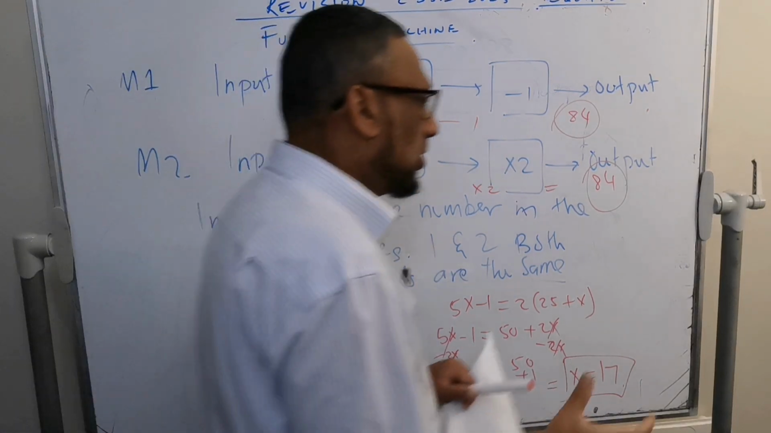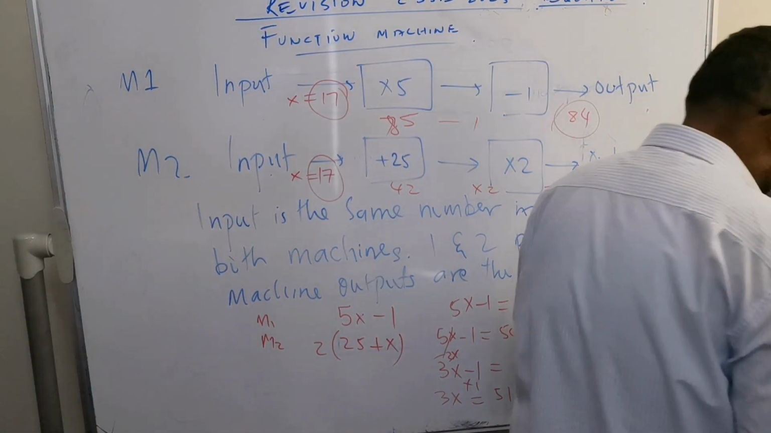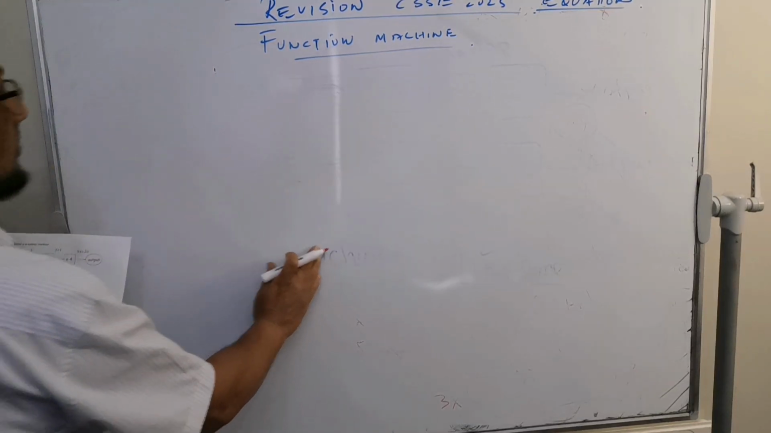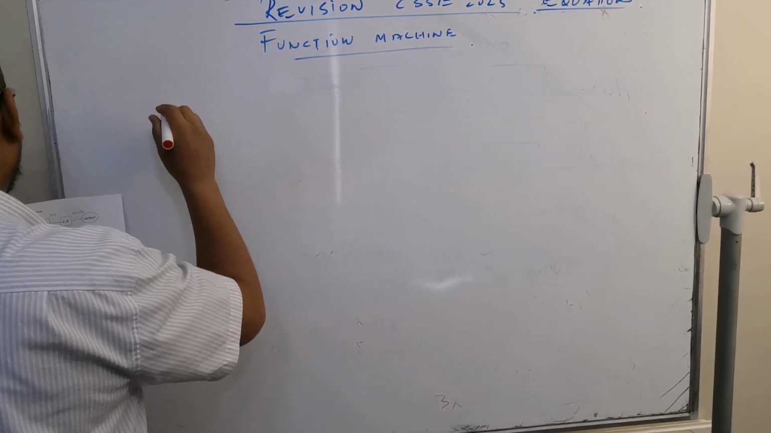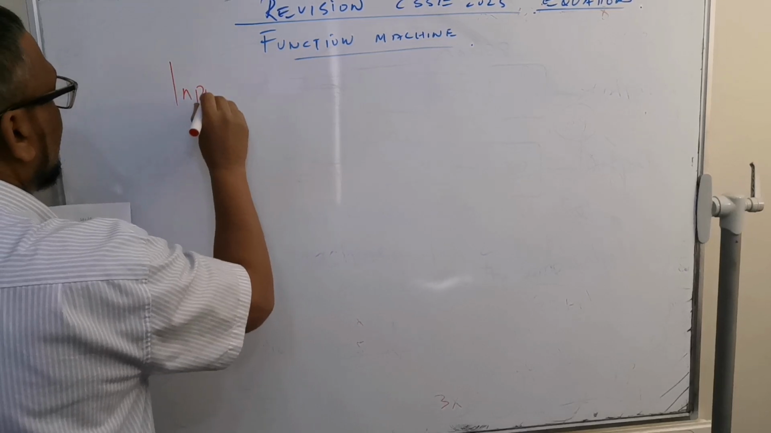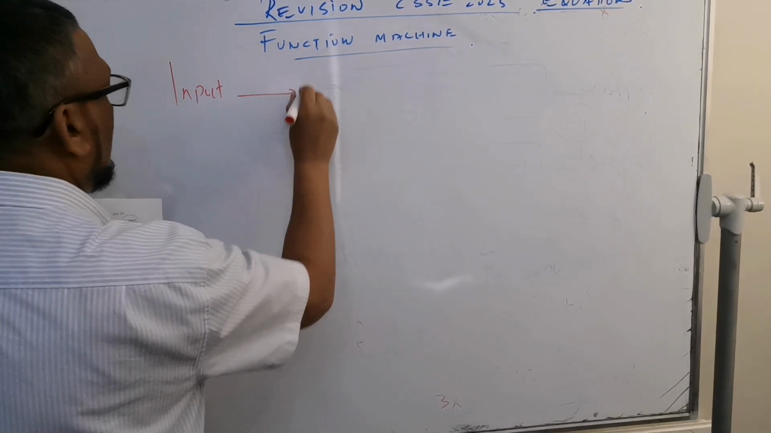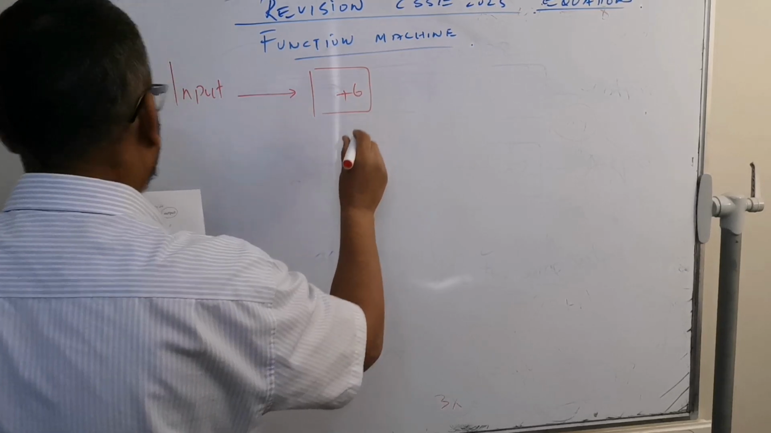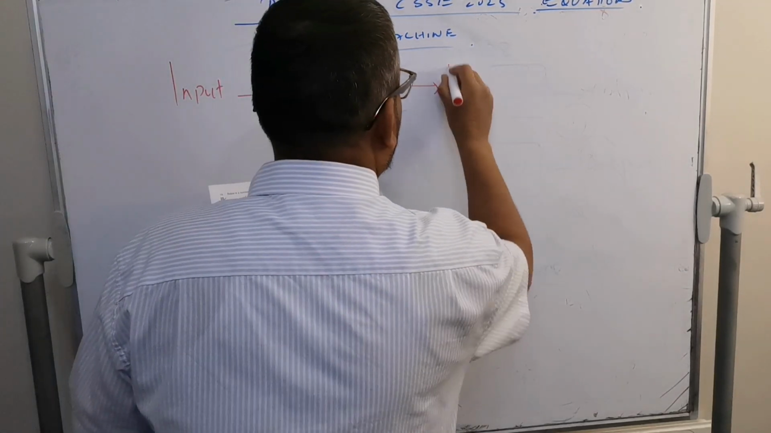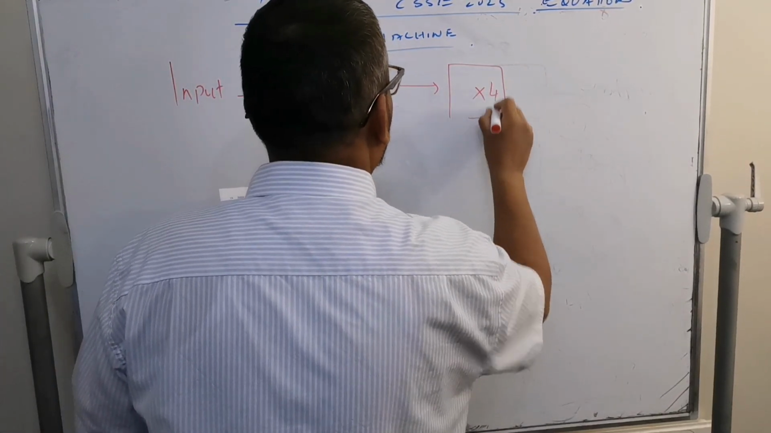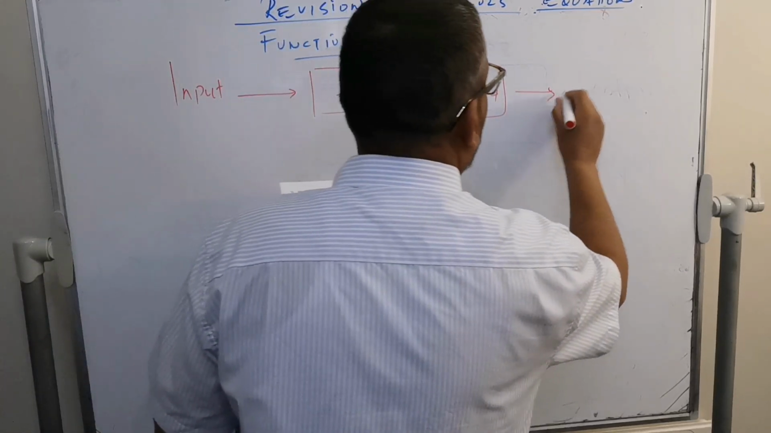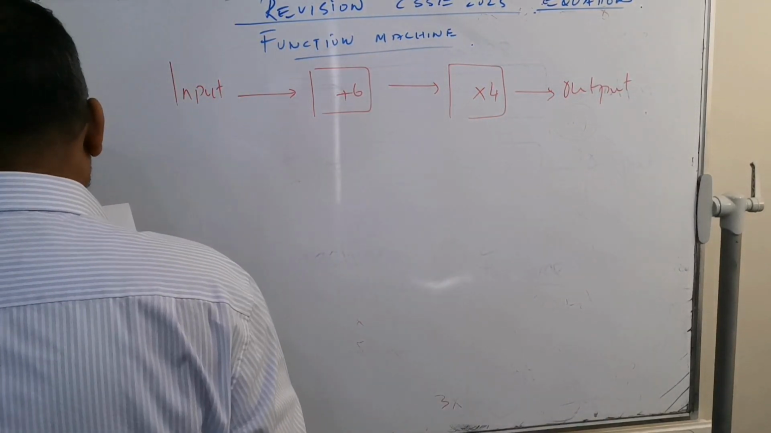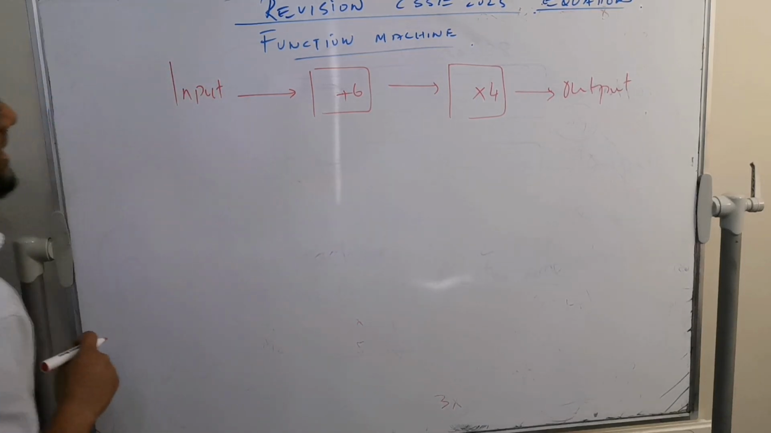Now I'm going to solve a couple more questions on the exam basis. So one more example for a function machine. It says input is given, then it says plus 6, then it says times 4, and says output, and the output is twice the input.